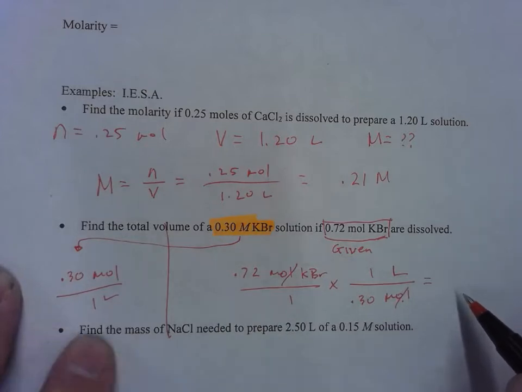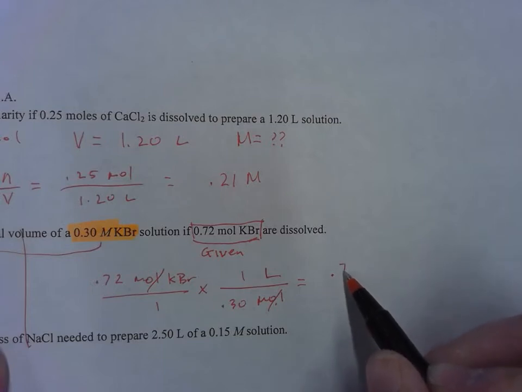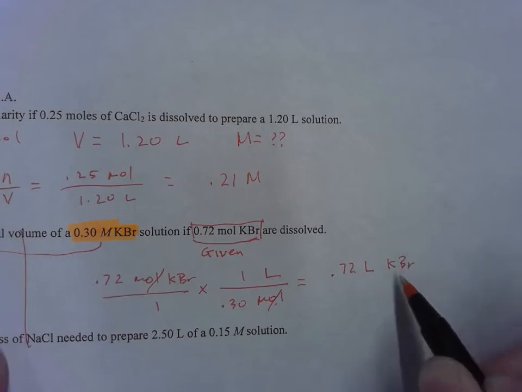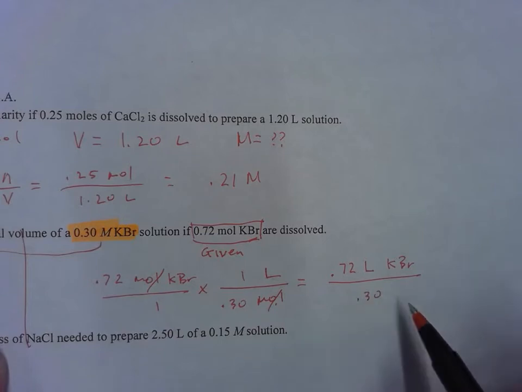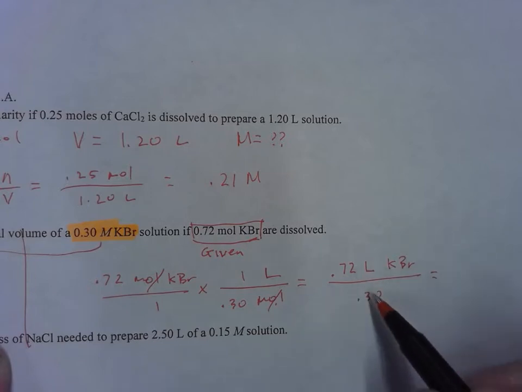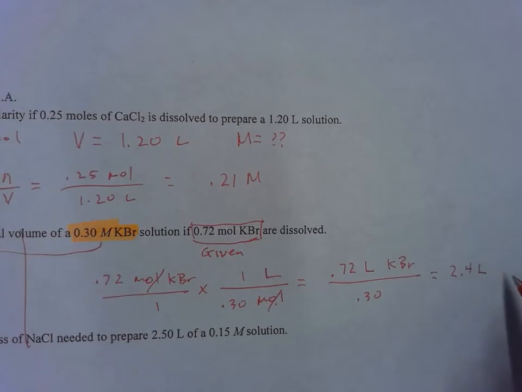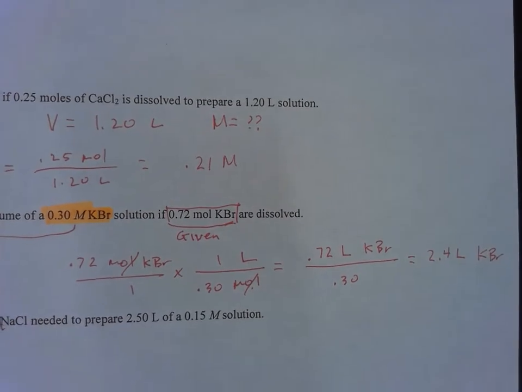So if I multiply everything out, I get 0.72 liters of KBr over 0.30. There are no units on the bottom because they canceled. That's how I know I've got the right answer. Now I just simplify this by dividing 0.72 by 0.30. I get 2.4 liters of KBr. Okay, 2.4 liters of KBr.